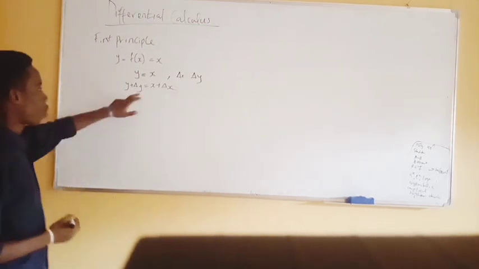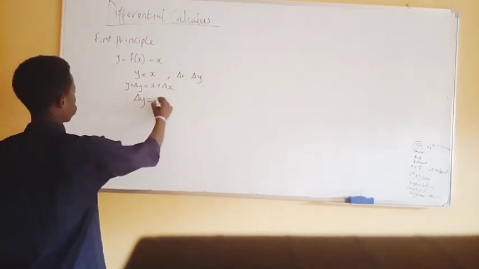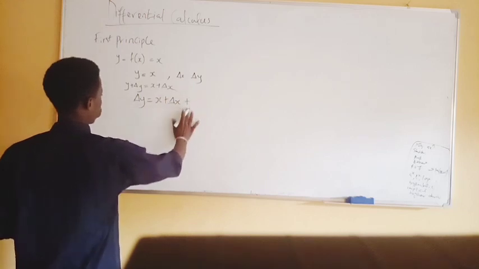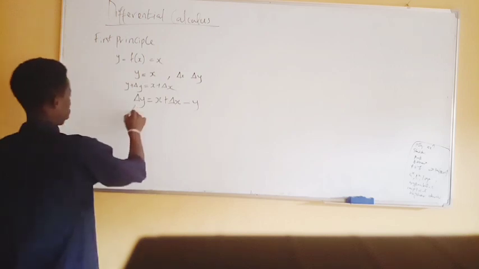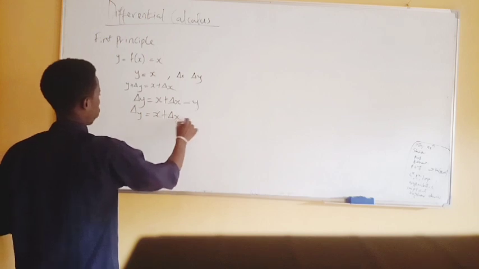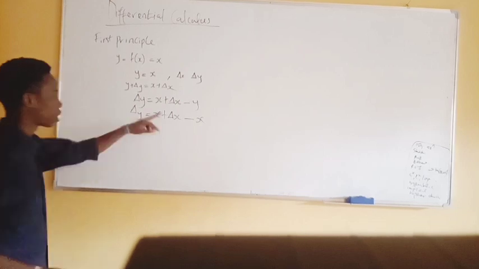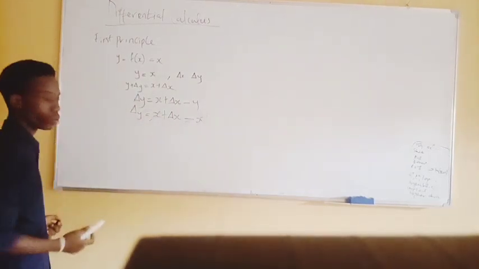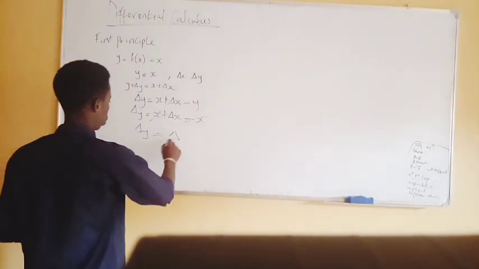Now we make delta y the subject of the formula. Delta y gives us x plus delta x minus y, which is equal to x. So we're looking at this, we know x minus x cancels, so we have that delta y is equal to delta x.